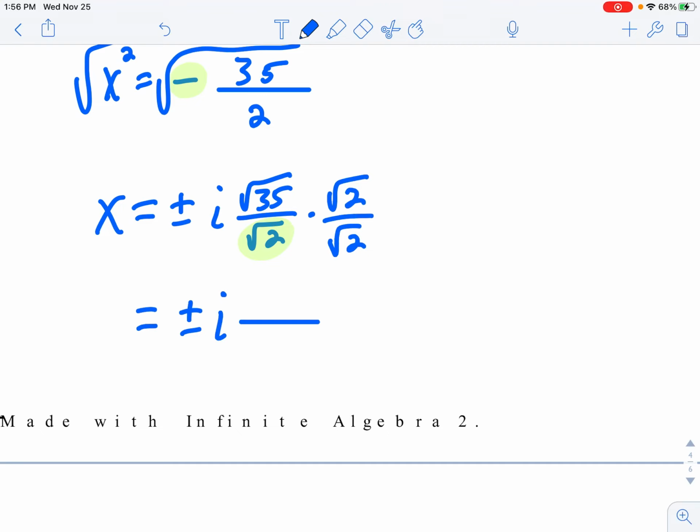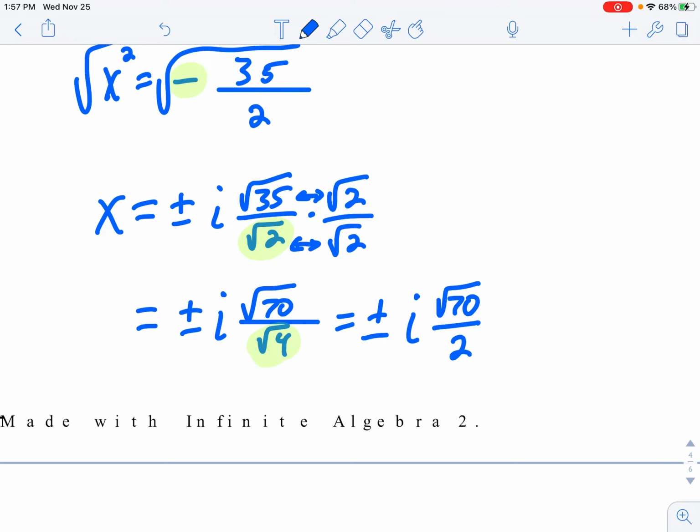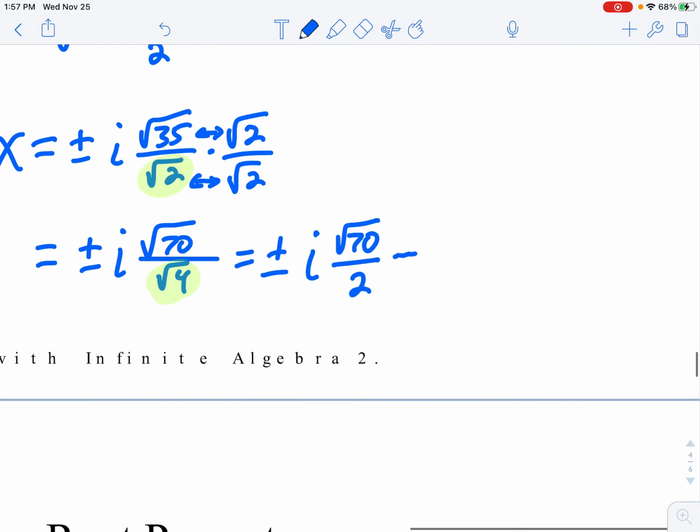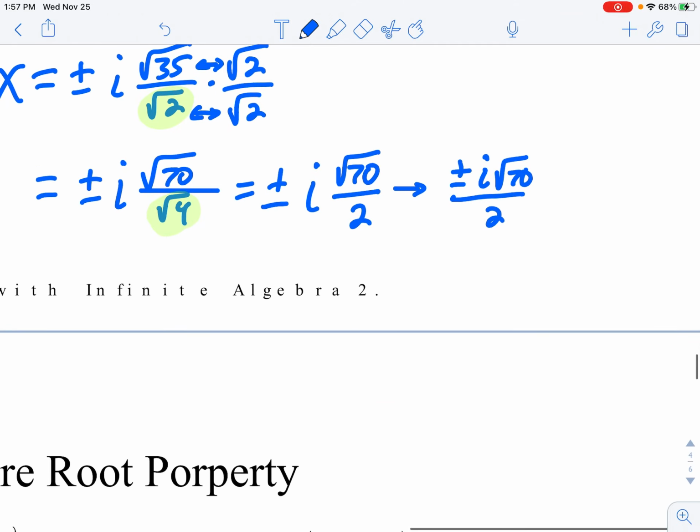When we do the fractions, multiply top times top. Square root of 35 times square root of 2 is the square root of 70. Bottom times bottom, square root of 2 times square root of 2 is square root of 4. And can you do the square root of 4? Yes, you can. So it's plus or minus i, square root of 70 over 2. Alternatively, this could be written as plus or minus i square root of 70 all over 2. Those are equivalent. They're both the same. It doesn't matter which way you write it.